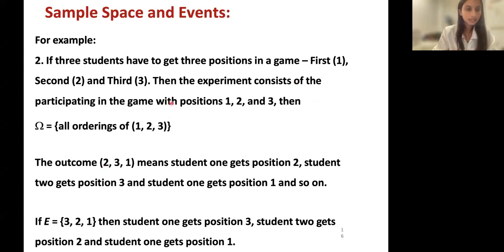By order, I mean, if the outcome is 2, 3, 1, it means that the first student gets second place, the second student gets third place, and the third student gets first place. So this is one order. Another possible order could be the first student comes third, the second student comes second, the third student comes first. It can be any of these orders. So the sample space is all possible orders of 1, 2, 3, and the event is any of these orders. This is a subset of the sample space.